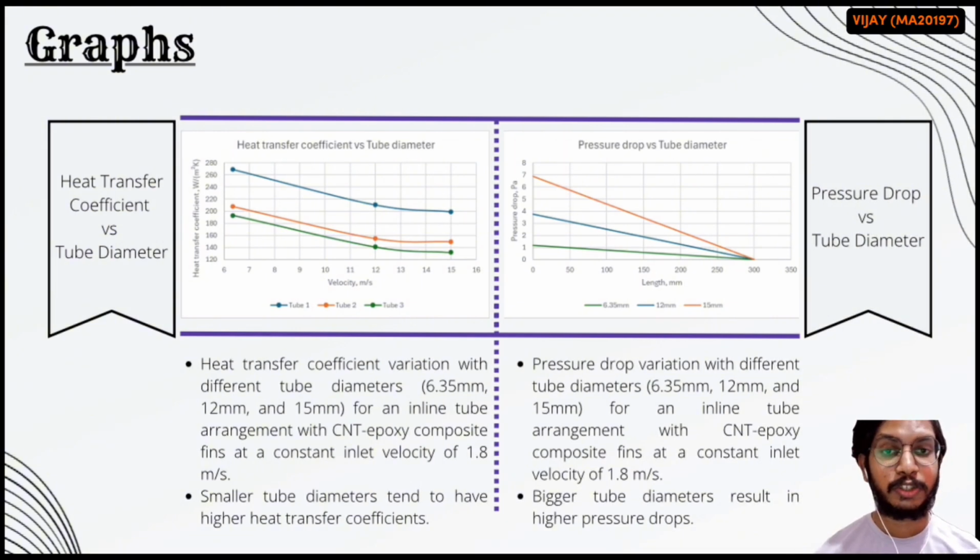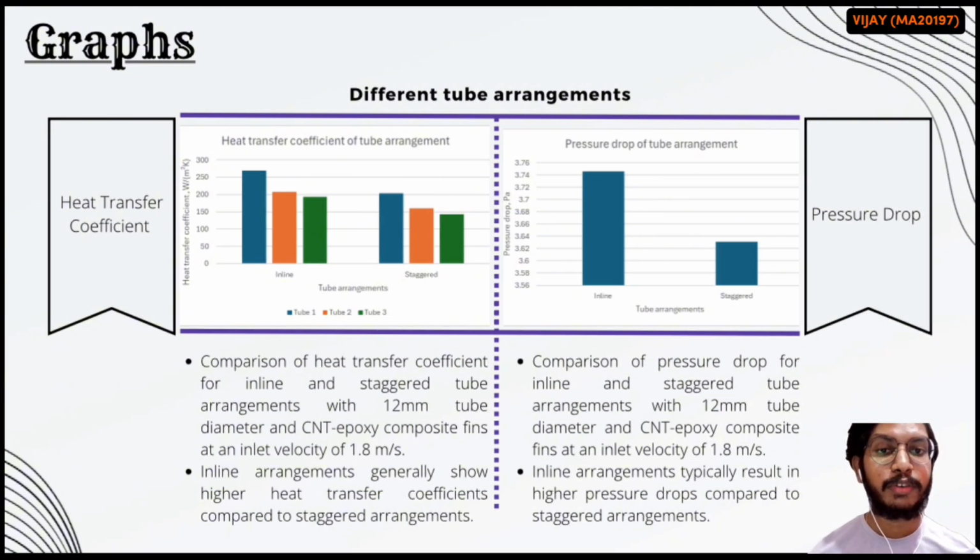Pressure drop versus tube diameter. Higher pressure drop for bigger tube diameters, highlighting increasing flow resistance. This trade-off between heat transfer efficiency and pressure drop must be carefully managed. Heat transfer coefficient of different tube arrangements. Inline arrangement shows higher heat transfer coefficient. This is because inline tubes create more turbulence, enhancing heat transfer.